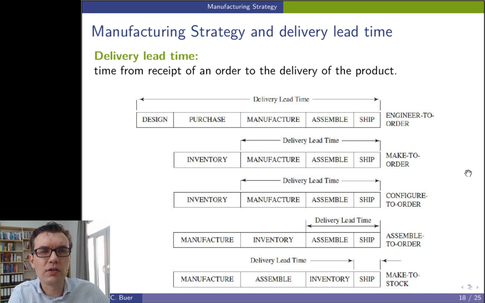The first strategy is engineer to order. In an engineer to order, we start engineering the product after we receive the order. So for example, if your company wants to build a new warehouse and you give the contract to such an engineering company, then this warehouse will be designed according to the specifics of the given location, of the given resources, and your need as a logistics company.